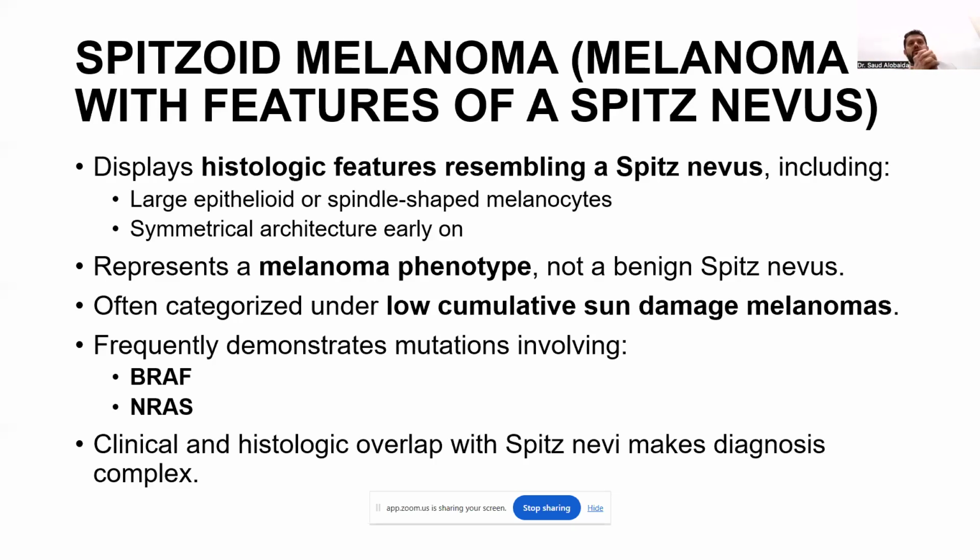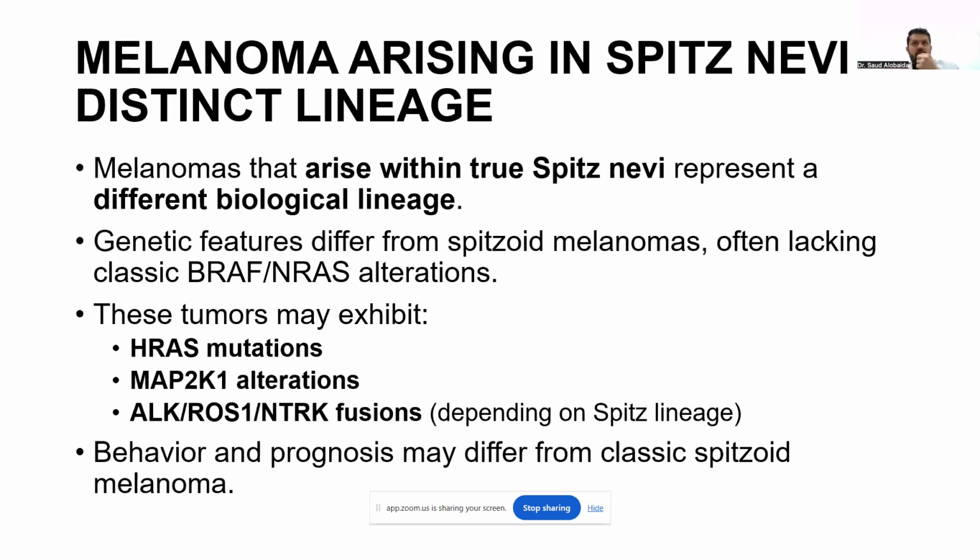Next subtype is spitzoid melanoma. So melanoma with features of Spitz. This is different than Spitz melanoma, okay? Because histologically it has the same Spitz nevus-like pathology with epithelioid and spindle-shaped melanocytes. It often has low cumulative sun damage type of melanoma. Frequent demonstration of mutations involving BRAF and NRAS. This is important in its classification. So the one from Spitz differs, the mutation is different, as you can see, and these are the ones associated with melanoma developing in a Spitz. So it's important to know to differentiate because the behavior is slightly different. But all these are not common types.